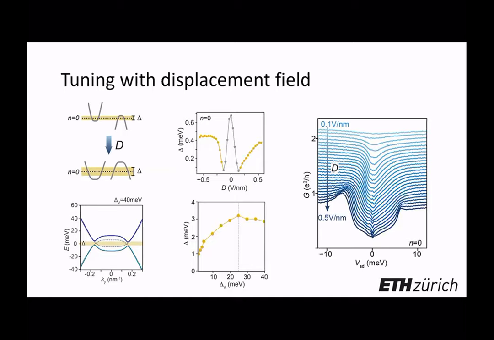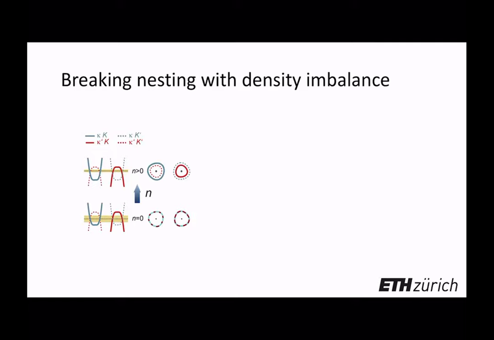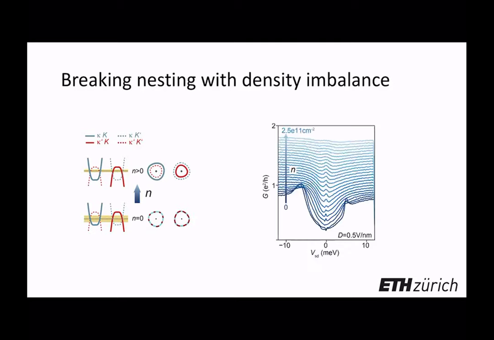Then apart from the displacement field, we can of course also tune the density. This is an interesting one, since this Fermi surface nesting all relies on the fact that the two Fermi surfaces really lie on top of each other, or you could say that they are only, of course, if you correct by the Q factor. So if you now go off density equals zero, total density equals zero, so you change the relative densities in the electron and hole band, you see that the Fermi surfaces don't really line up nicely anymore. And in the measurement, we then see that this gap feature actually disappears.